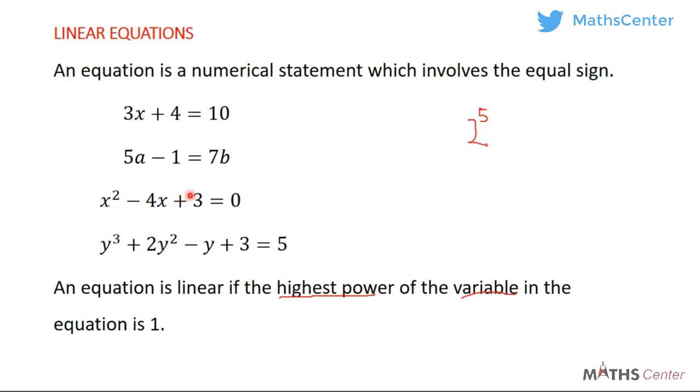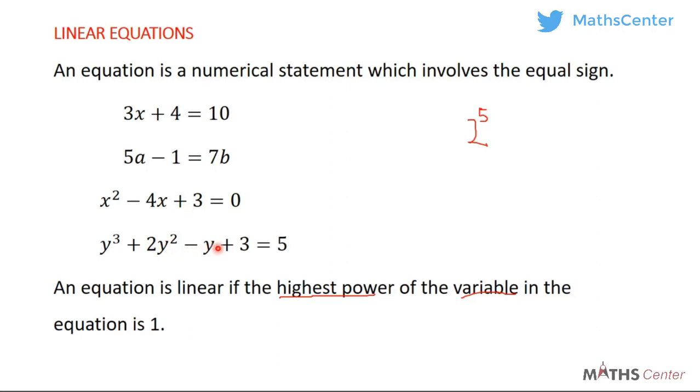Now because the highest power is 2, this equation here is not linear, because the point says that for an equation to be linear, the highest power of the variable must be 1. Here the highest power of the variable is 2. So this is not a linear equation. If you watch the video on quadratic equations, you will see that this equation here is an example of a quadratic equation. Let's move on to the next example.